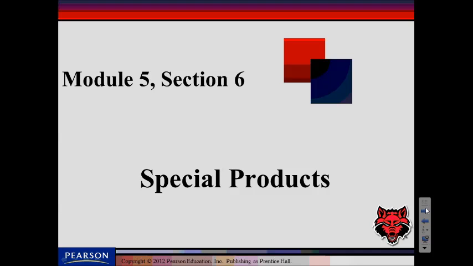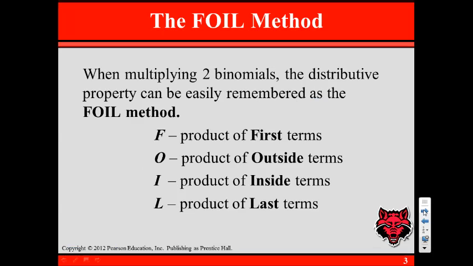In Module 5, Section 6, we will look at three special products when multiplying polynomials. When multiplying two binomials, the distributive property can easily be remembered as the FOIL method. F represents the product of first terms, O represents the product of outside terms, I represents the product of inside terms, and L represents the product of last terms.